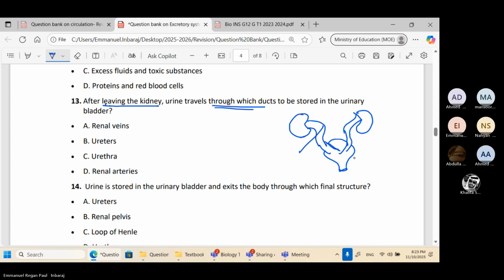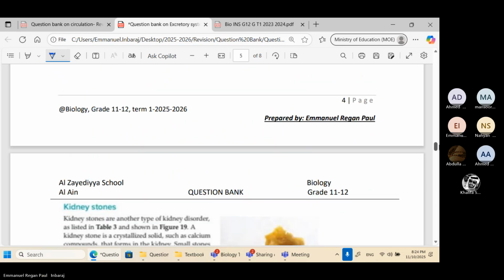What is the name of this duct? Ureter. Yes, the name of the duct is ureter. There are two ureters, one and two, and this is the urinary bladder. Okay, now let's move to the next part.